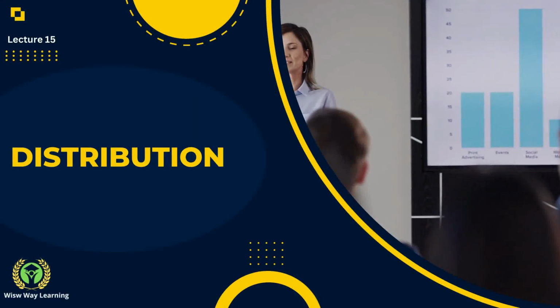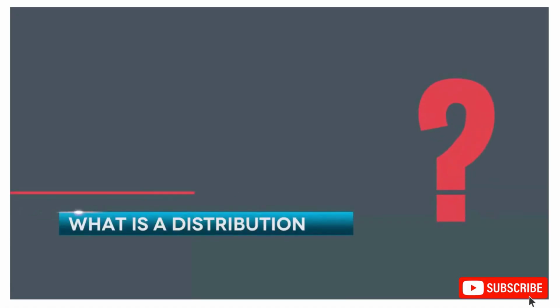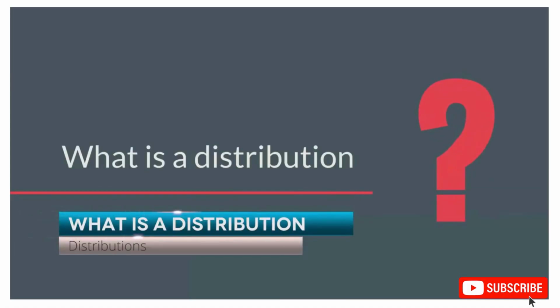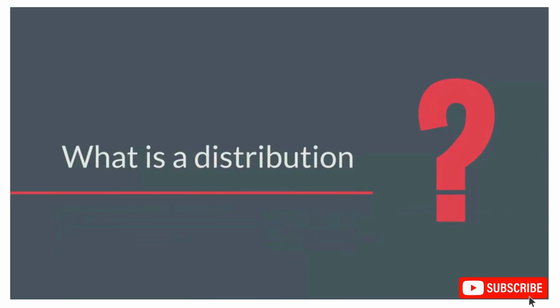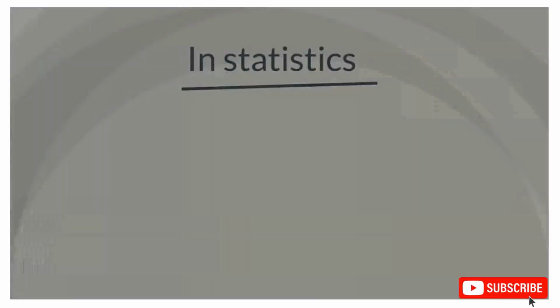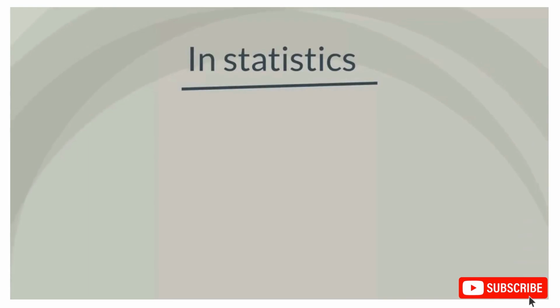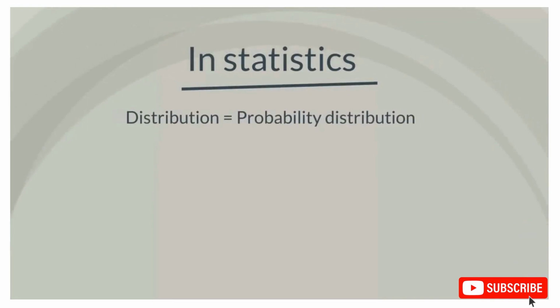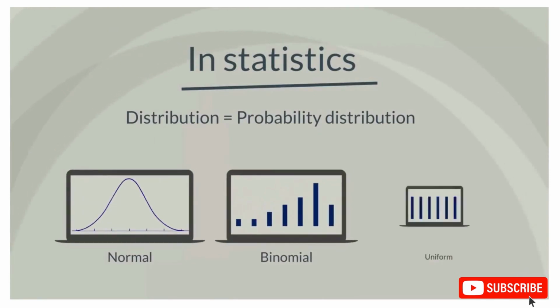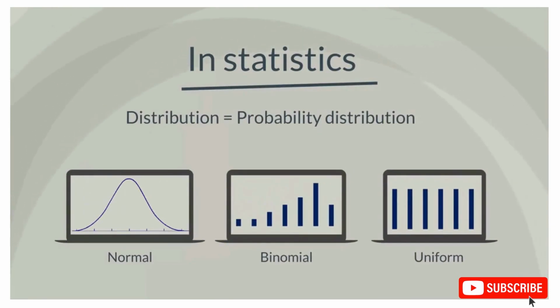Lecture 15, Distribution. Before we can talk about testing, we have to learn what a distribution is, and in this lesson, we'll do just that. In statistics, when we use the term distribution, we usually mean a probability distribution. Good examples are the normal distribution, the binomial distribution, and the uniform distribution. Alright, let's start with a definition.